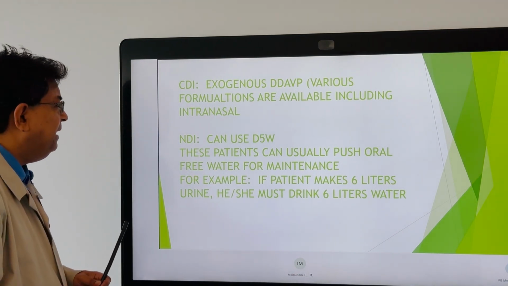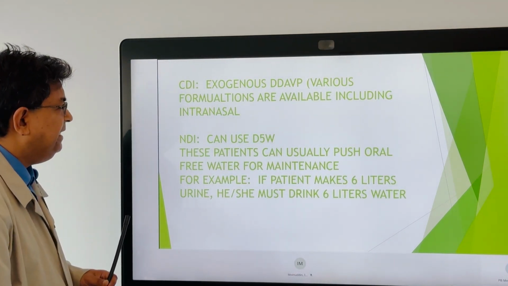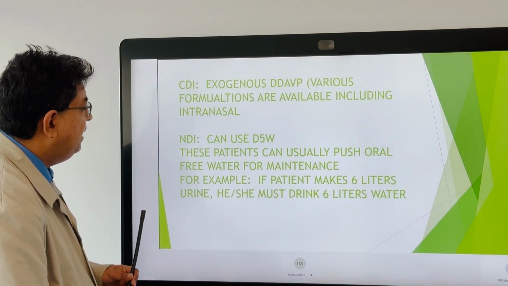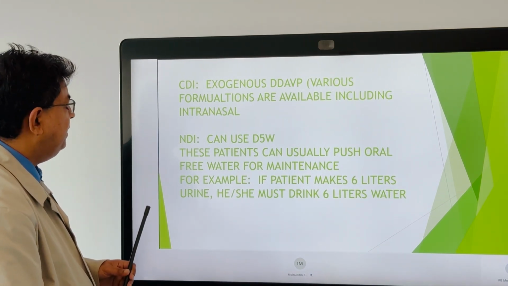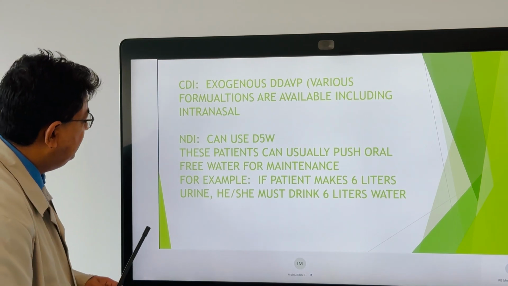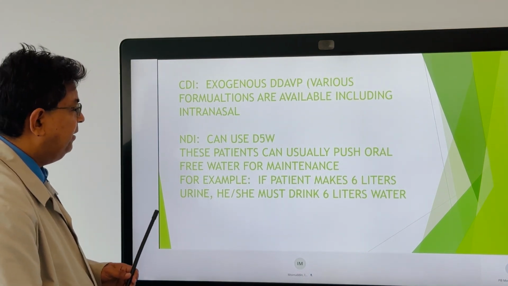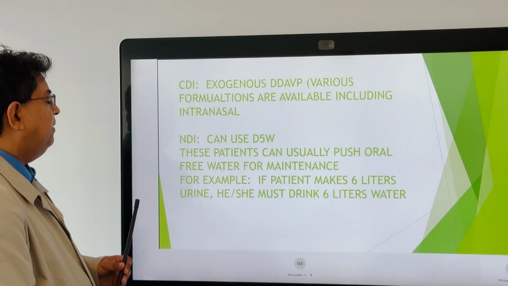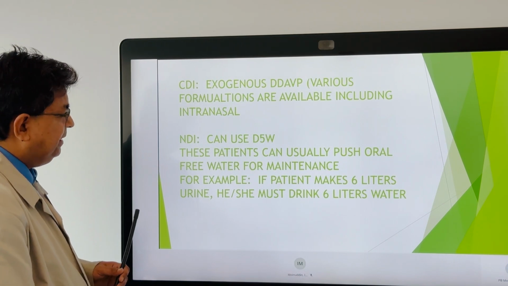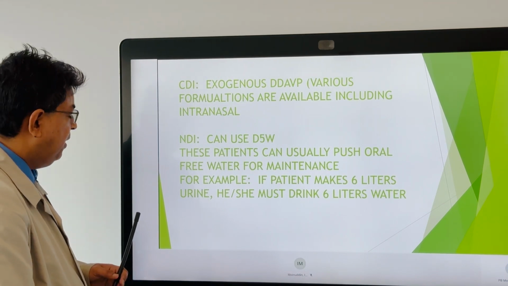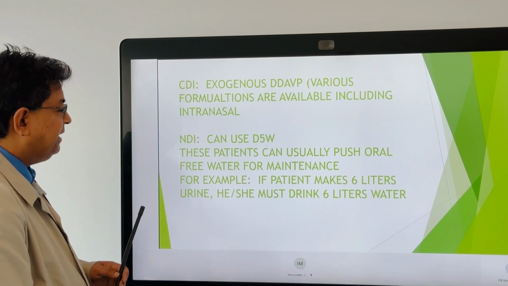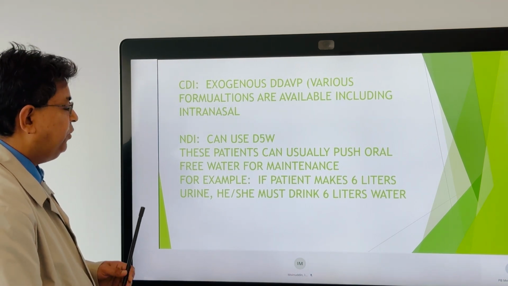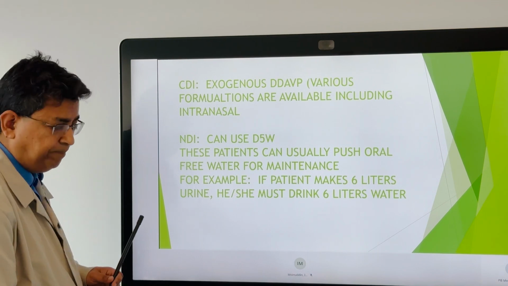In central diabetes insipidus, exogenous DDAVP must be administered. Various formulations are available, including intranasal. Nephrogenic diabetes insipidus can be treated with D5W. Patients with nephrogenic diabetes insipidus can usually push oral free water for maintenance. For example, if a patient makes 6 liters of urine, he or she must drink 6 liters of water.